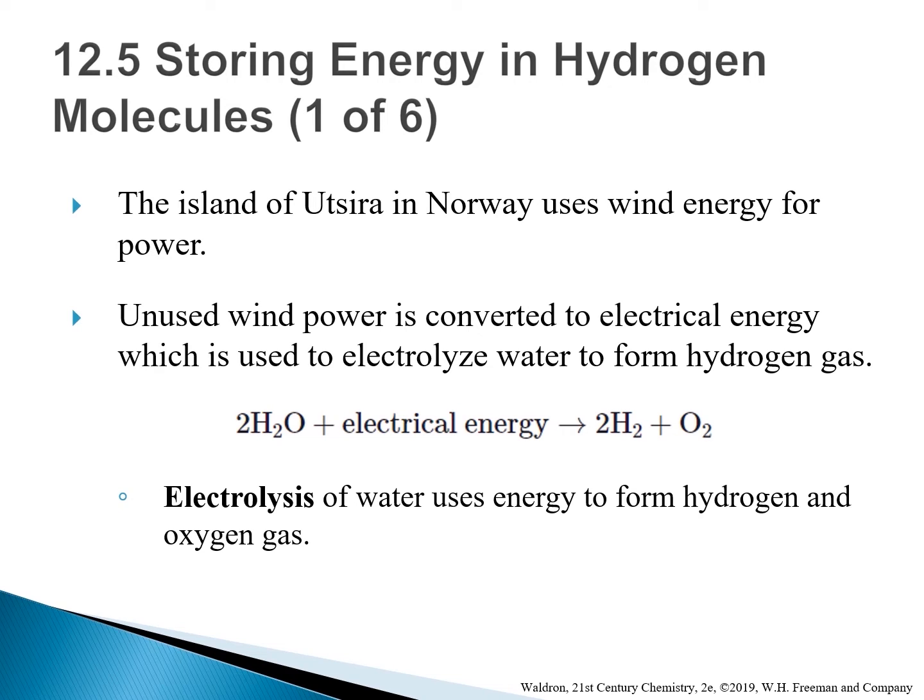The process of splitting water into hydrogen and oxygen using an electric current is known as electrolysis. The hydrogen gas that is produced via electrolysis is stored for later use.